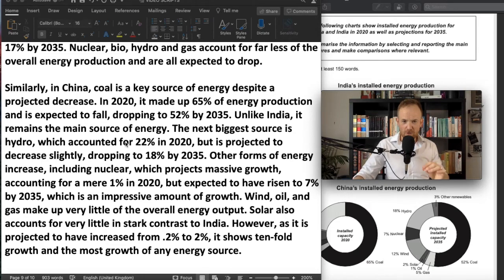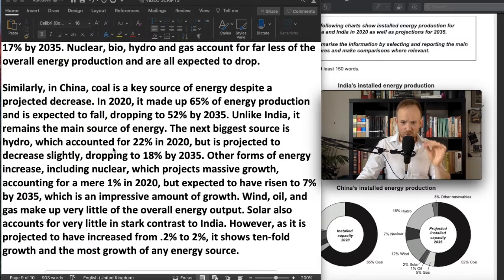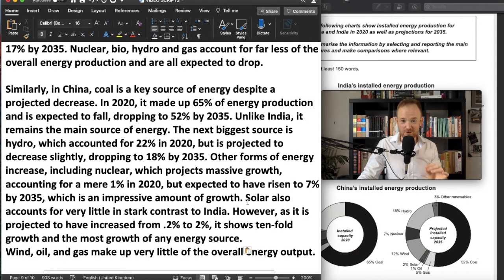Now, I could probably add, I'm going to make a quick change here. Just wait. There we go. Solar. Solar also accounts for very little in stark contrast to India. So again, I've compared solar to India. However, as it is projected to have increased from 0.2 to 2%. It shows tenfold growth, and the most growth of any energy source.